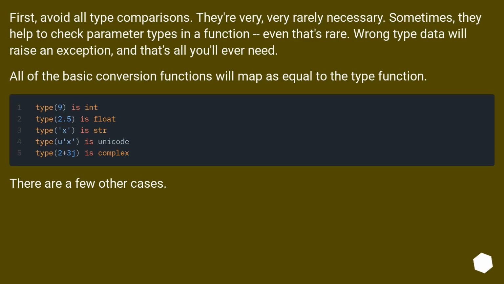First, avoid all type comparisons. They're very, very rarely necessary. Sometimes they help to check parameter types in a function, even that's rare. Wrong type data will raise an exception, and that's all you'll ever need. All of the basic conversion functions will map as equal to the type function. There are a few other cases.